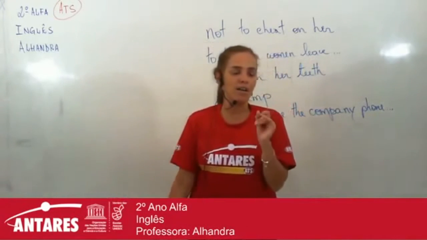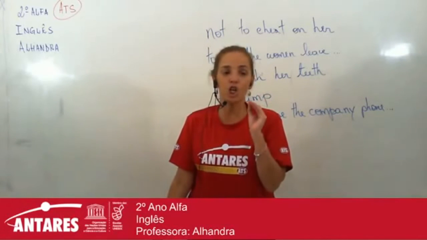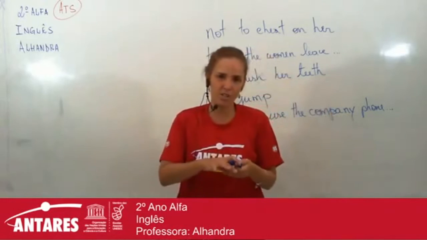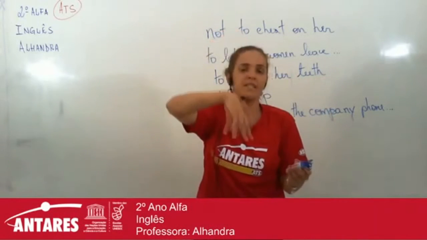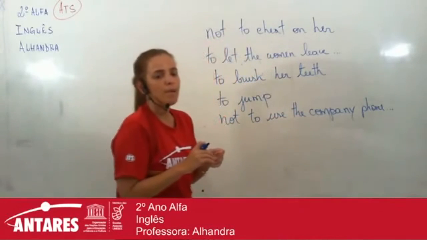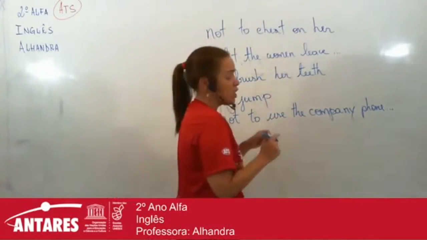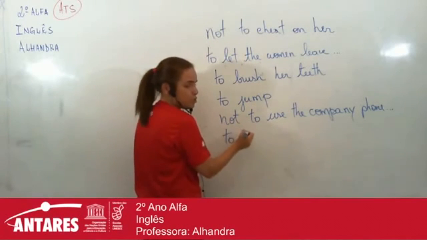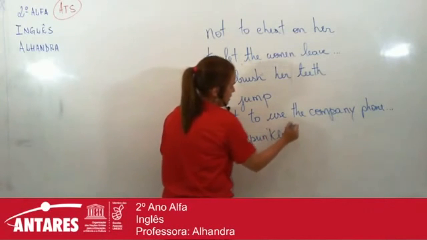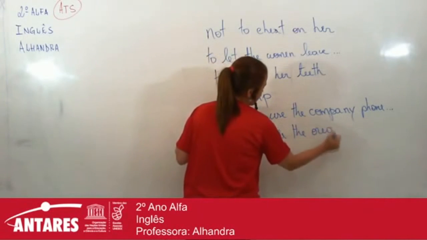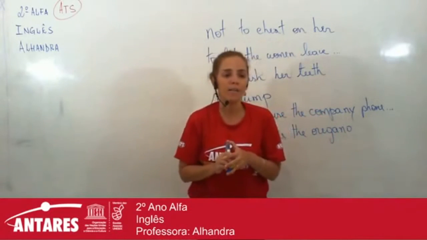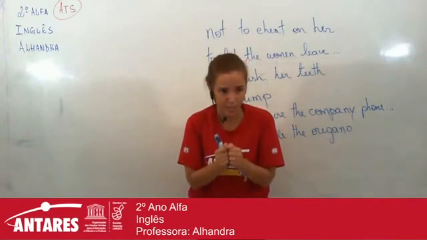And the final one, the chef said to the cook, sprinkle less oregano on the pizza. Sprinkle, do you guys understand sprinkle? When you throw pieces of something freely, sprinkle. Okay? So sprinkle less oregano on the pizza. The chef asked the cook, affirmative order, to sprinkle the oregano on the pizza. Okay? This is the end of exercise 3.